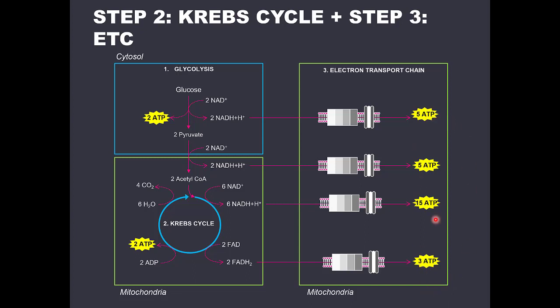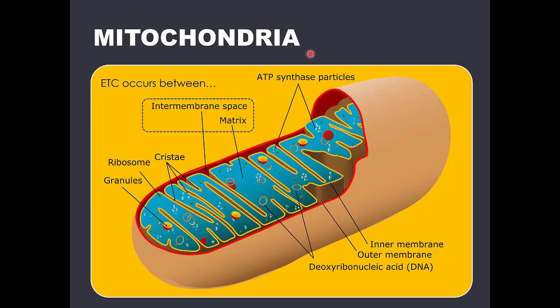As you can see, there is a red box here around the ETC, which means we are going to dive into what the ETC actually is and how it works to produce ATP from these NADHs and FADHs in the next coming slides. So first we need to talk about the mitochondria, which as we know by now is where aerobic metabolism occurs. The Krebs cycle as well as the ETC occur in the mitochondria. So let's look inside the microanatomy of the mitochondria and see where the ETC actually occurs.